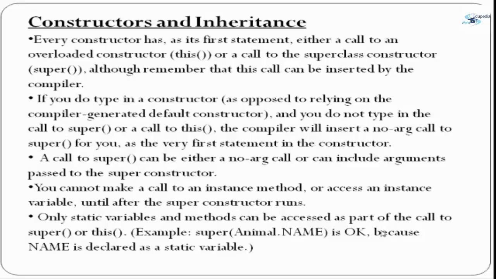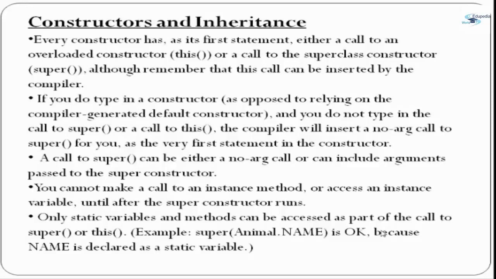So what happens is whenever you have multiple constructors in your class, you can call the overloaded constructor by calling this. Fine. And you can also call a super constructor if there is a base class, by calling super. So this is the purpose of this and super in inheritance and how they can be used in constructors. Fine, so we'll see examples of this shortly. If you do type in a constructor as opposed to relying on the compiler generated default constructor, and you do not type in the call to super or this, the compiler will insert the no argument call to super for you.